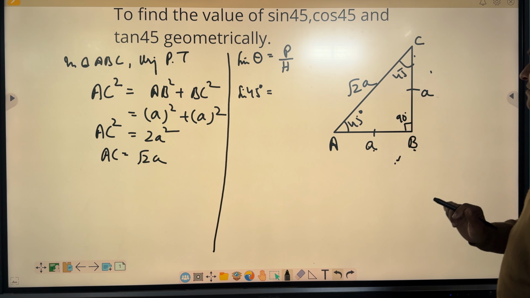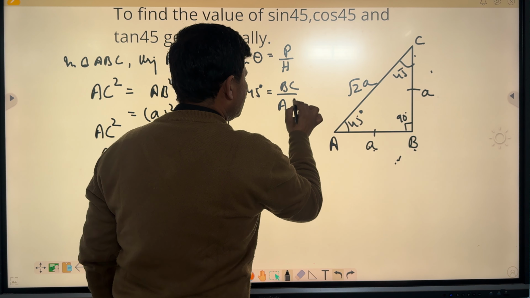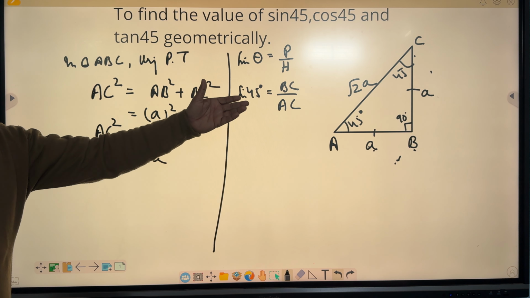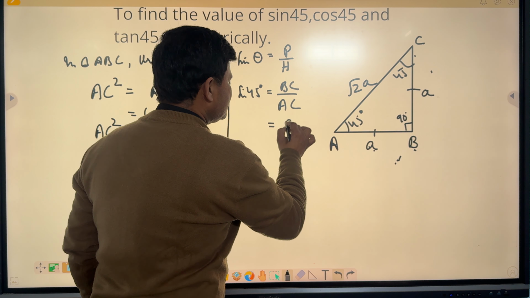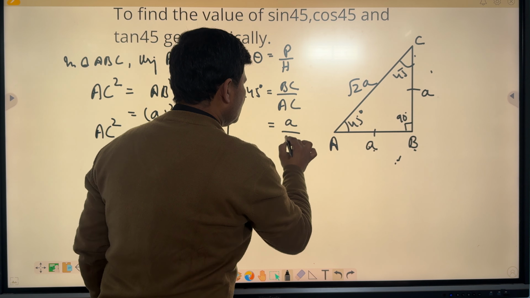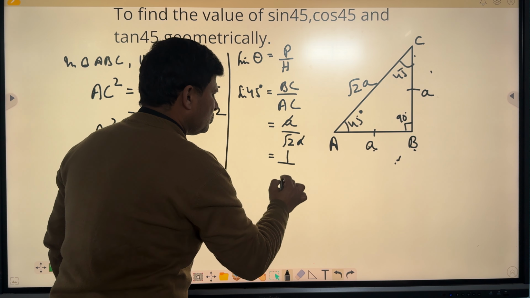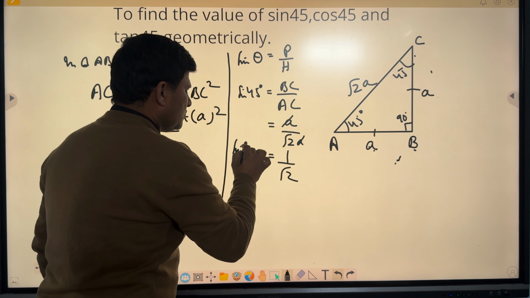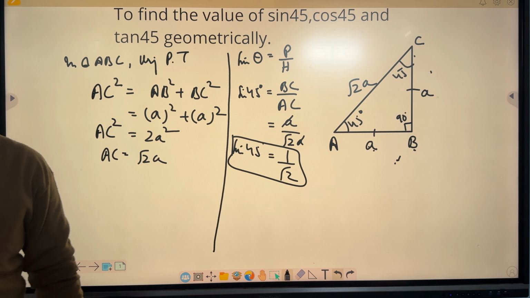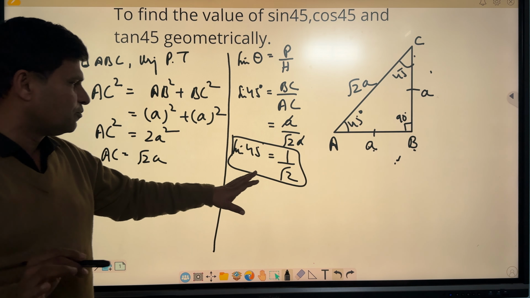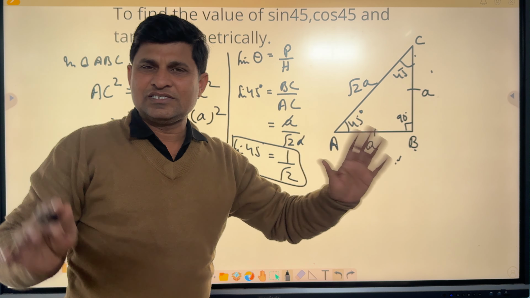If you take BC perpendicular, AC hypotenuse, now what is the value of BC? A. Very good. Value of BC is a. Value of AC is root 2 a. If you divide a by root 2 a, what you will get? 1 upon root 2. And as you all know from the table, the value of sin 45 is 1 upon root 2. So here it comes 1 upon root 2 again using the geometrical method. Is it clear to all?